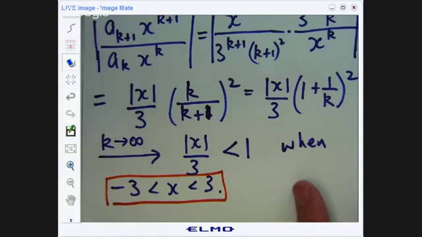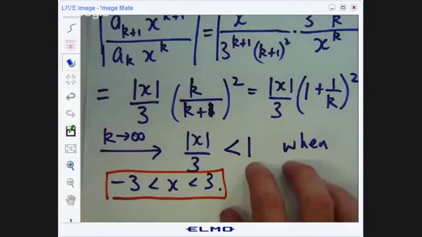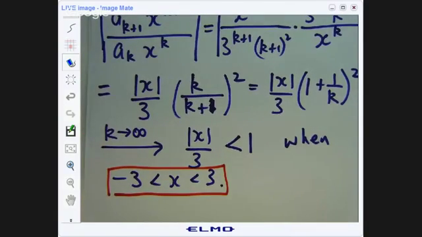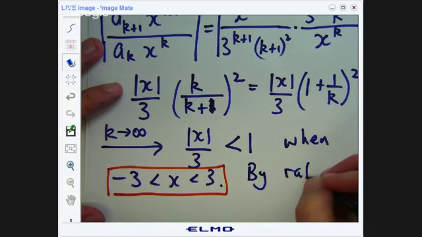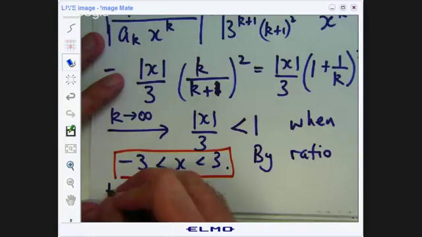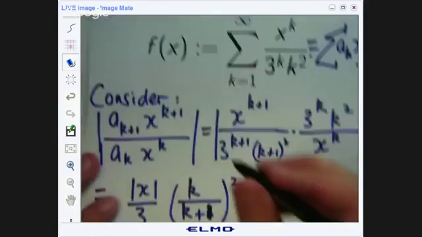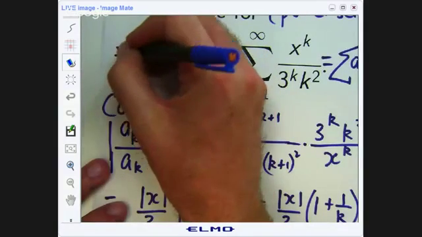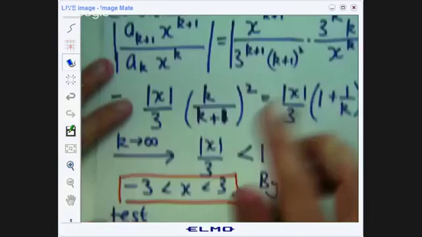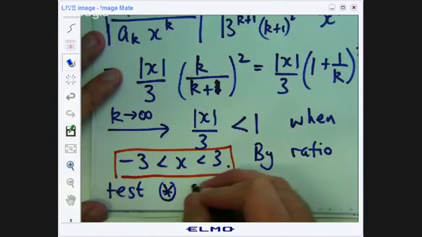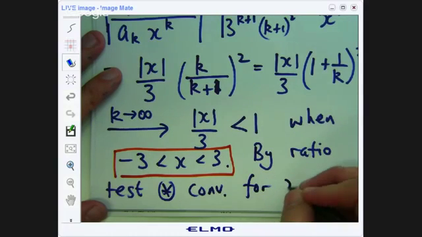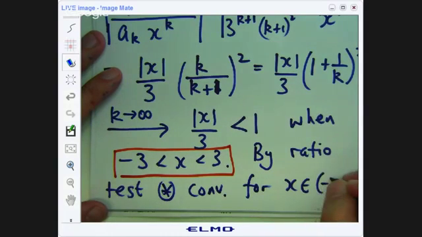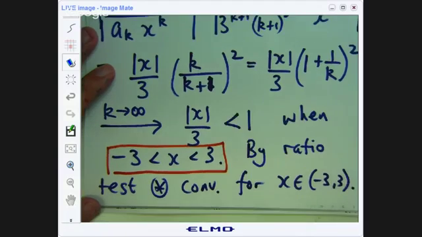Okay, so let's make a conclusion here by the ratio test, and let's call this star. Star converges for x in this interval.